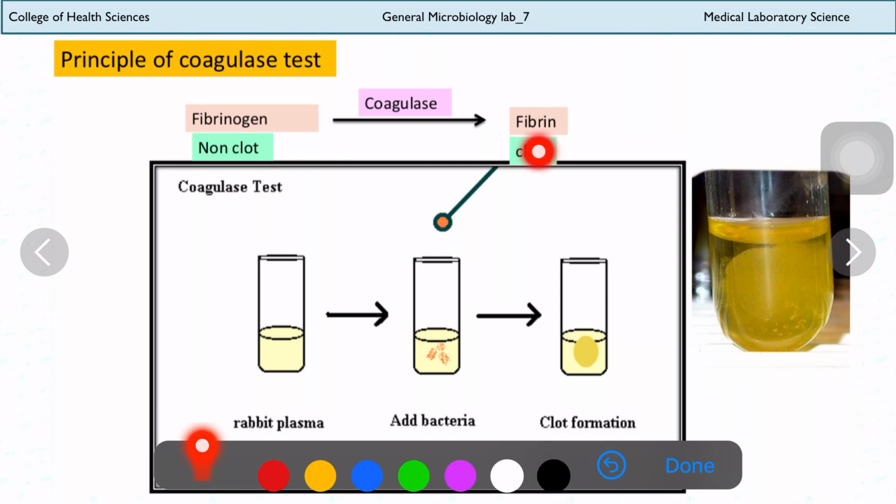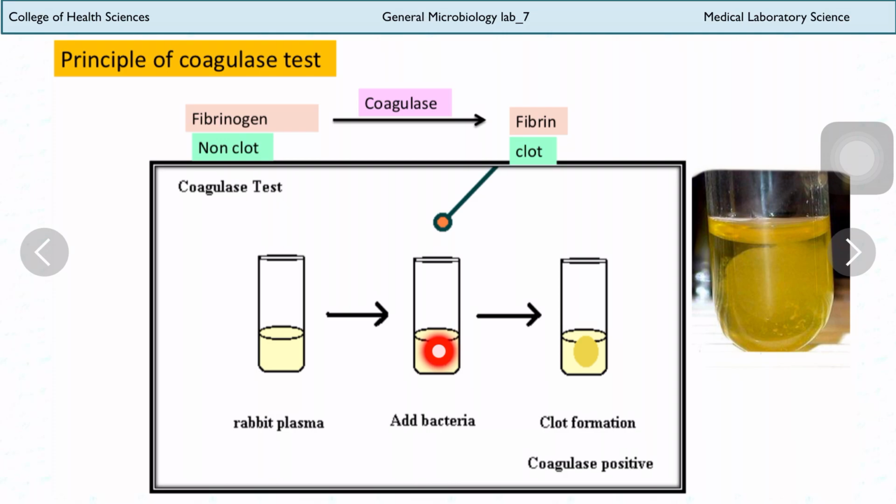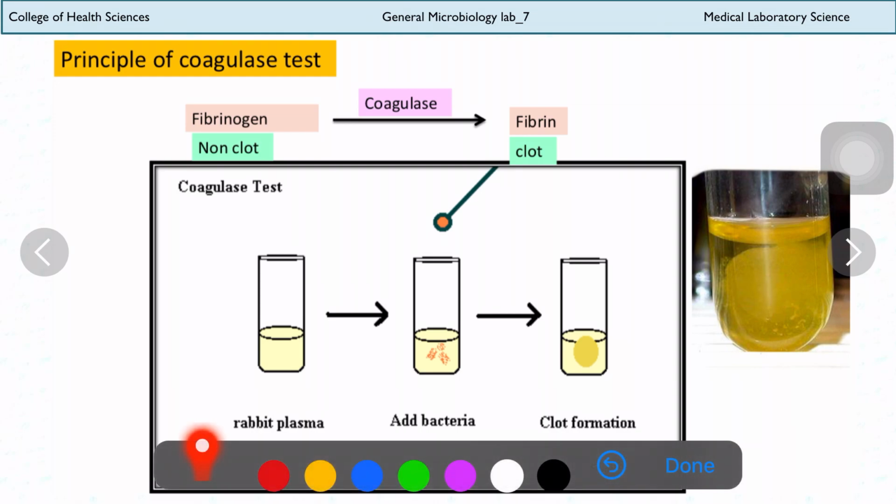That's why in order to perform coagulase test, we need a substrate, and the substrate is plasma. So you have to prepare plasma, and after that you have to add the microorganism that you are going to test. Inoculation of the microorganism: add the bacterial sample to the plasma, and after that you have incubation. After incubation you'll see clot formation. If there is clotting, it means coagulase positive. If there is no clotting, it means we have a coagulase negative bacterial sample.